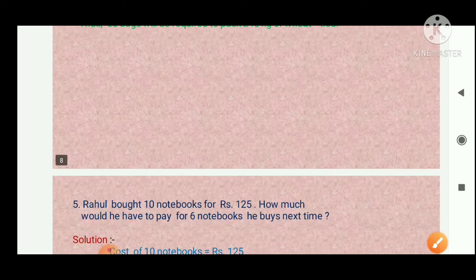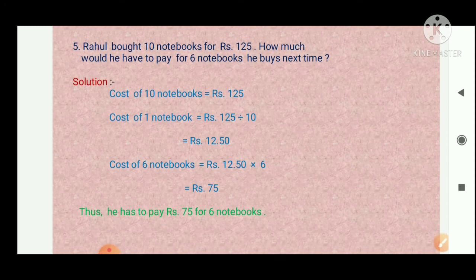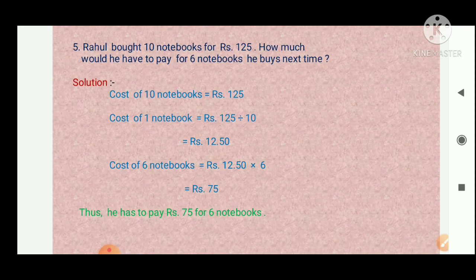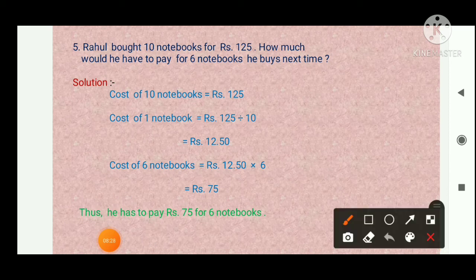Now see next word problem. Rahul bought 10 notebooks for 125 rupees. How much would he have to pay for 6 notebooks he buys next time? Means in this example, Rahul bought 10 notebooks. Means here cost of 10 notebooks is 125 rupees. So to find cost of 6 notebook, first we have to find out cost of 1 notebook.